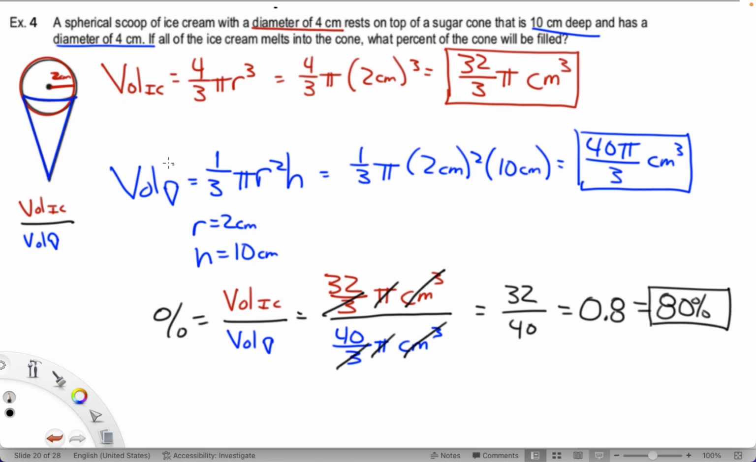So when this red ice cream melts and goes into the cone, it will fill up 80% of the volume of the cone. The ice cream is 80% as big as the volume of the cone.